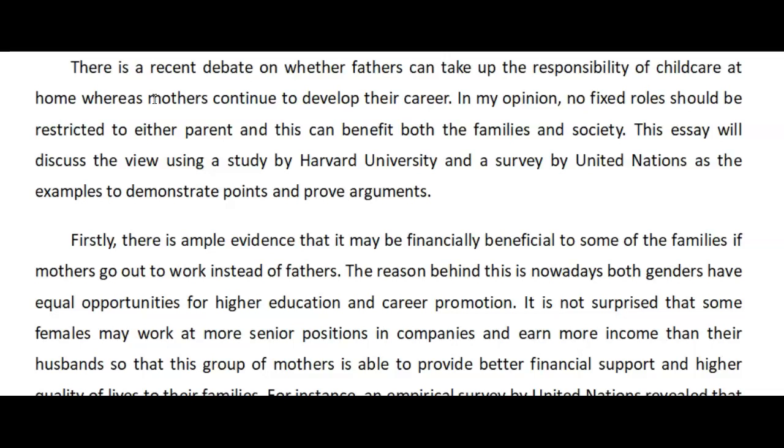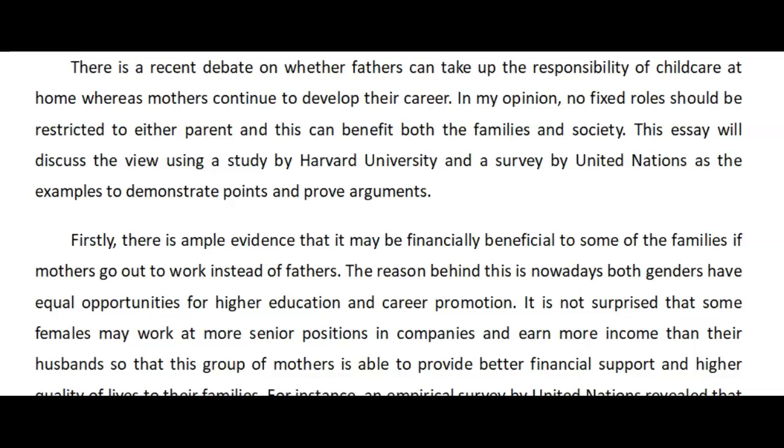Okay, so this is a very nice read. I liked it, but there was a problem. You've got 2 questions here. What could be the reasons, and is this positive or negative? You did tell us that it's positive, can benefit both families and societies, but I don't see anywhere where you mentioned that you're going to talk about reasons. I saw you simply say no fixed roles should be restricted to either parent. So to me, it's not clear that you're going to be talking about the reasons. It sounds almost like you're going to be talking about something totally different. Maybe you're going to talk the entire time about why you are in favor of this kind of thing happening.